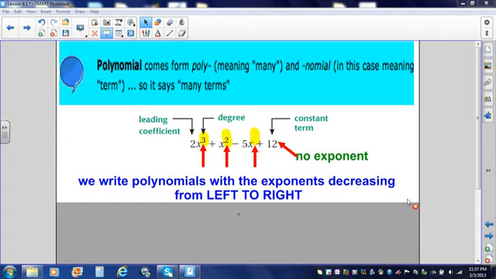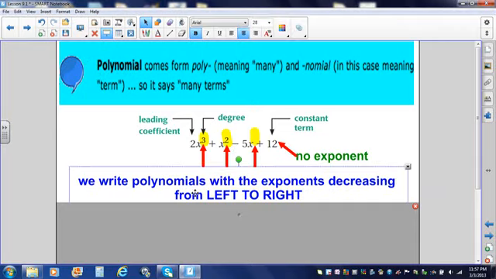Alright, so we talked about monomials, binomials, and trinomials. Now let's talk about a polynomial. Polynomial comes from poly, meaning many, and nomial, meaning term. So a polynomial basically means many terms. So check it out. We have a polynomial here. We have many terms. We write polynomials with the exponents decreasing from left to right.